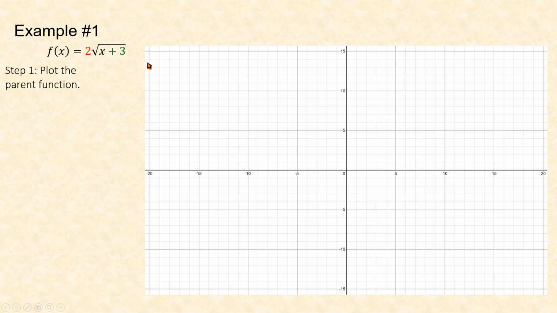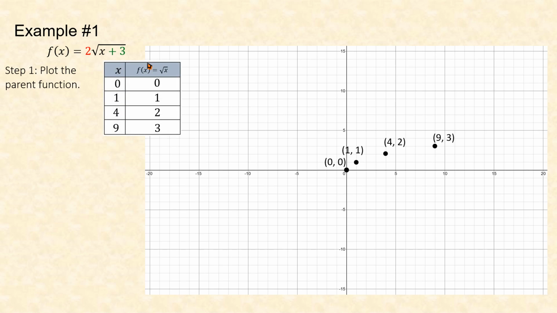Okay, step number 1, we want to plot the parent function. And the parent function, these are the values you want to basically memorize, right? 0, 0, 1, 1, 4, 2, and 9, 3. It should make sense to you why these numbers are the ones that we have, right? Because square root of these numbers are these numbers. Square root of all the x are the y's.